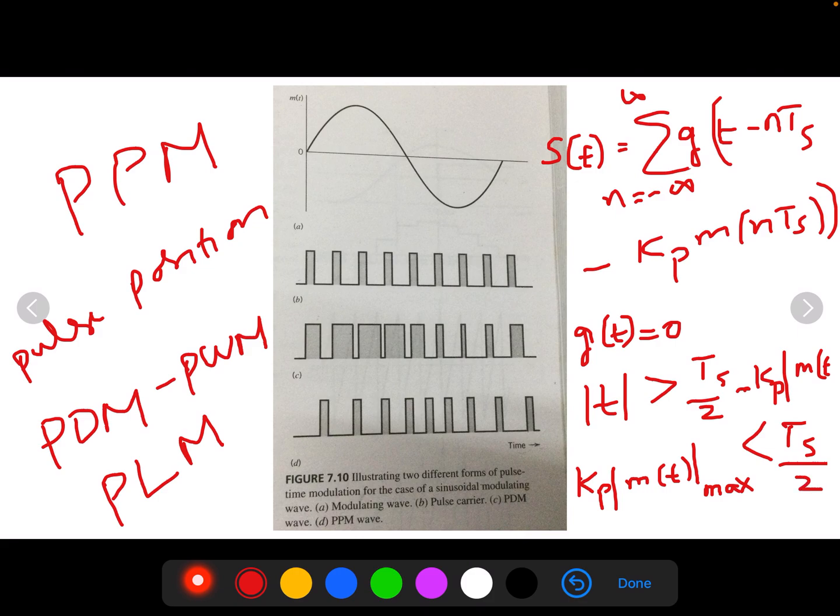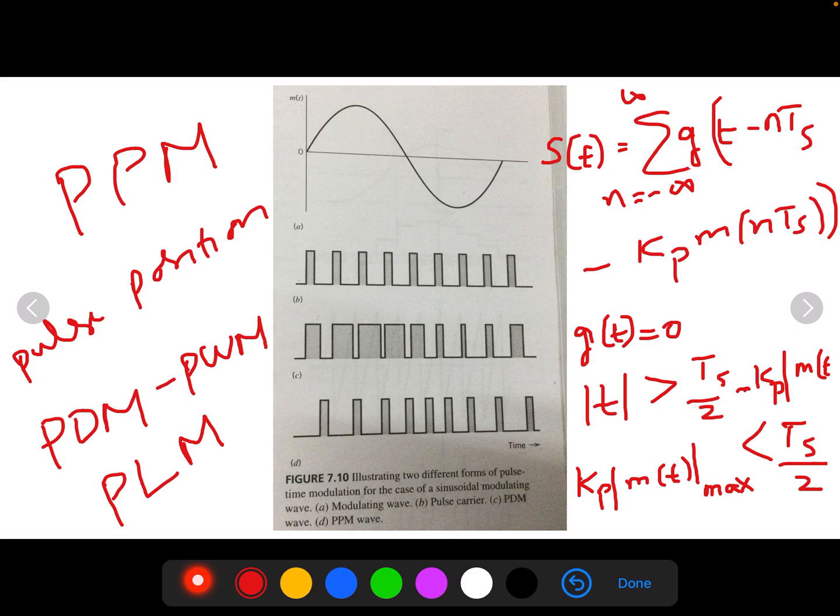The closer the Kpm of T max is to 1/2 the sampling duration Ts, the narrower will be the standard pulse G of T, in order to ensure that the individual pulses of the PPM signal S of T will not interfere with each other, and the wider will be the bandwidth occupied by the PPM signal.